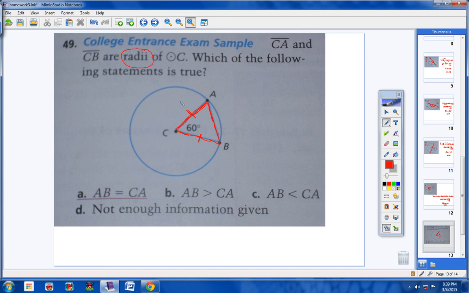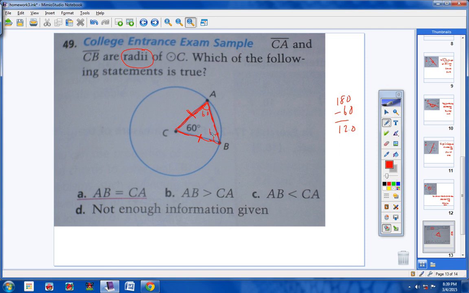So anytime two sides of a triangle are congruent, their opposite angles are congruent. So this side here is congruent to this side here. So this angle here has to be congruent to this angle here. Okay, so if this is 60, 180 minus 60 is 120. So both of these angles have to be 60.